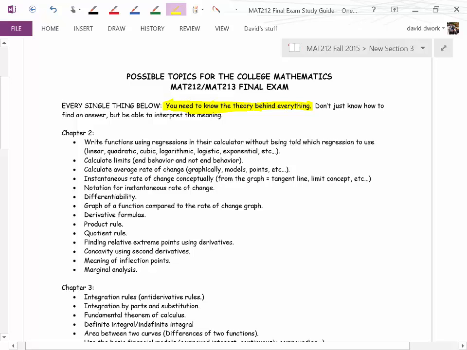So when you find a derivative, be able to talk about what does it look like on a graph? What does it mean to me if it has a context, as an instantaneous rate of change? Well, that would be a speed maybe, so you just need to make sure you can talk about everything. So don't just know how to find an answer, but be able to interpret its meaning as well.